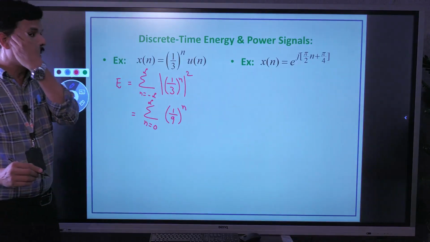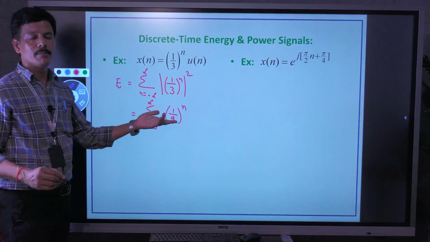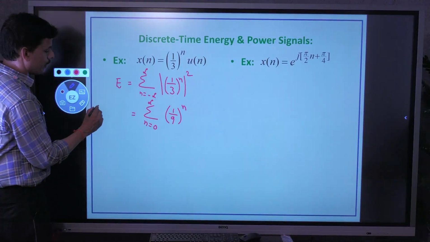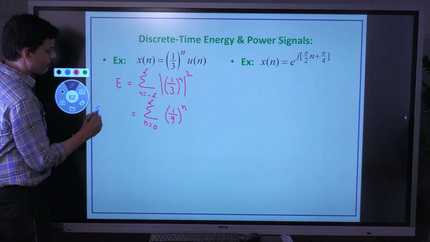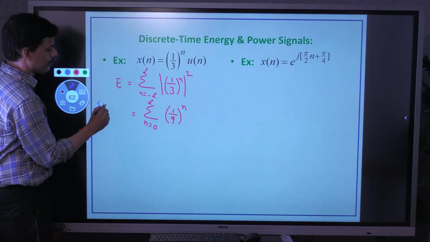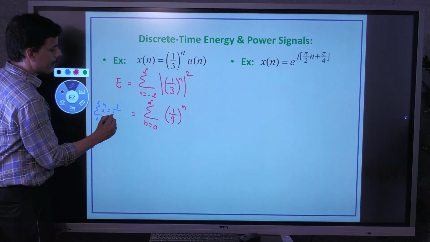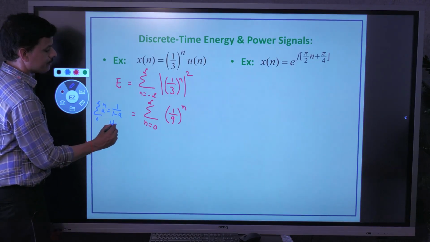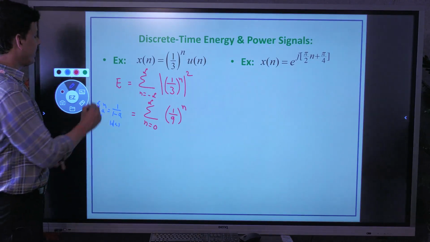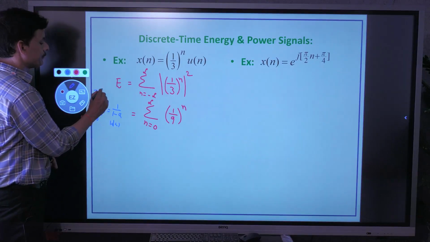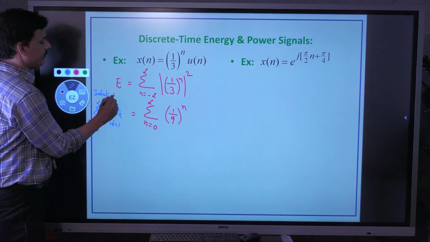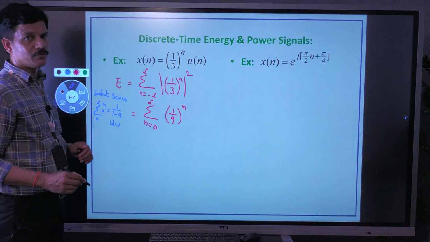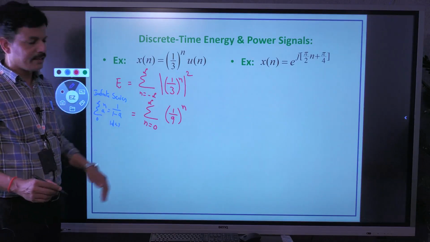In mathematics, we have two formulas, the infinite series formula and the finite series formula. Now, it comes under the infinite series formula. If you remember, the summation of n equal to 0 to infinity of a^n will be equal to 1/(1 minus a), provided the magnitude of a should be less than 1. This is called the infinite series formula. Similarly, we have one more, the finite series formula. We will see it next.